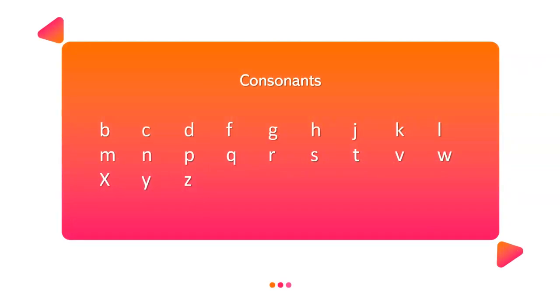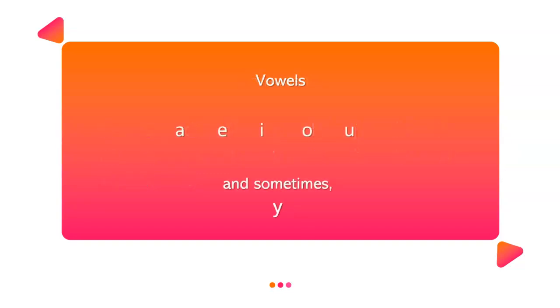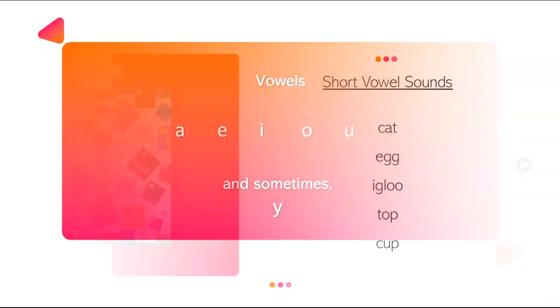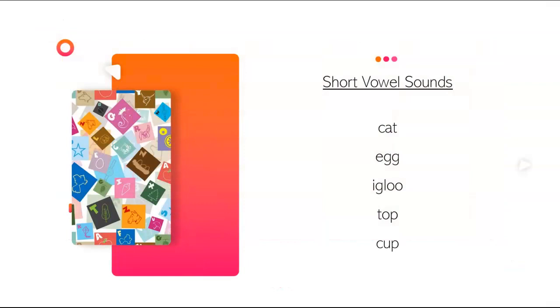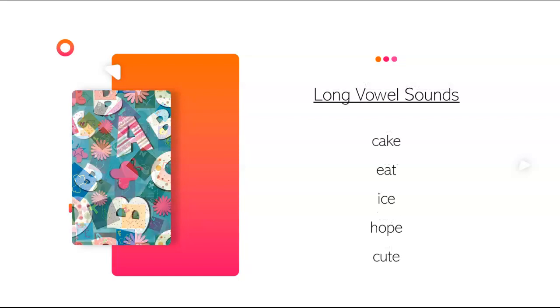In phonics, we learn the sounds of all the letters. We learn the difference between consonants and vowels and the different sounds that they make. The vowels A, E, I, O, U have short and long sounds. Short vowel sounds are the sounds we hear in cat, egg, igloo, top, and cup. Long vowel sounds are the sounds we hear when we pronounce the name of the letter: cake, eat, ice, hope, and cute.